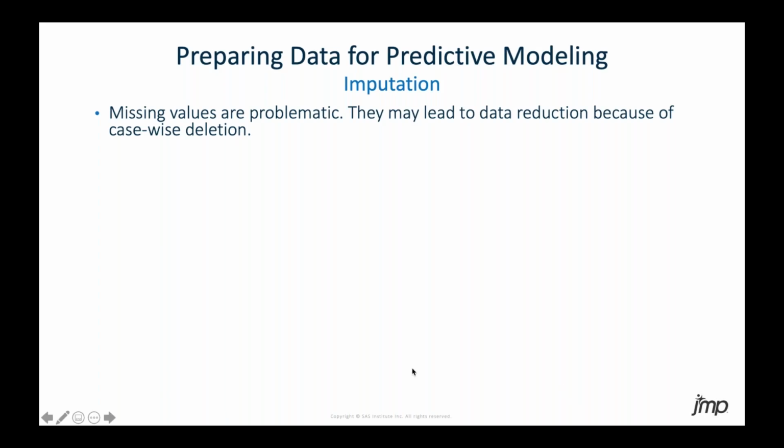All right. So let's go back to this whole idea of imputation. What I want to do is something about these missing values, because they could be problematic.